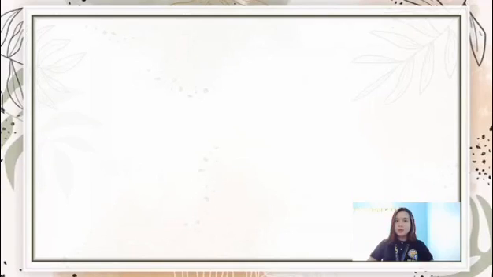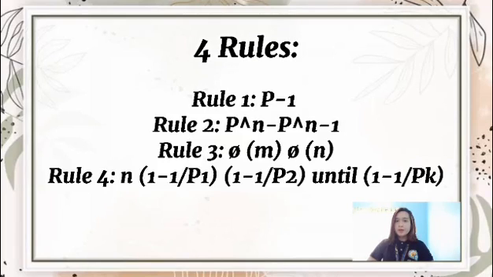So before we proceed to our lesson, we need to know first the 4 rules of Euler's theorem. Rule number 1, p minus 1, where p is a prime. Rule number 2, p raised to n minus p raised to n minus 1, where n is a prime power. Rule number 3, φ(m) times φ(n).